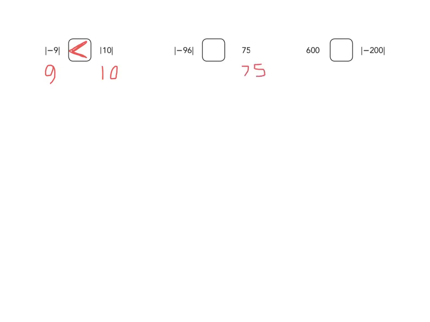But if I look at that -96, they clearly say absolute value of -96, which means the value they're looking for is how far that number is away from 0. Well, -96 is a distance of 96 away from 0. So it actually has more value than a regular 75. So I would show that this is greater. Why don't you try the next one, and then we'll go over it.